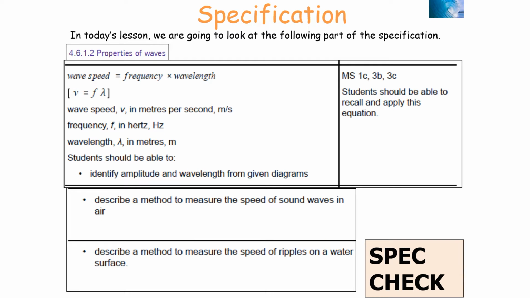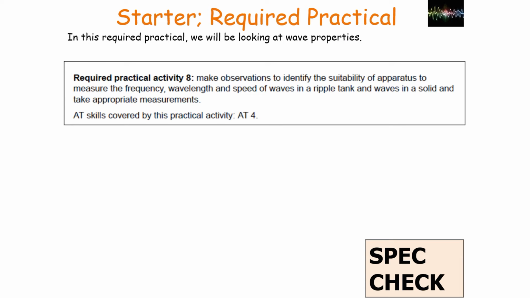Now this falls into the following part of the GCSE Separate Science Physics Specification: 4.6.1.2, the properties of waves, and in particular this is a required practical activity where you've got to make observations to identify the suitability of apparatus to measure frequency, wavelength and the speed of waves in a ripple tank.